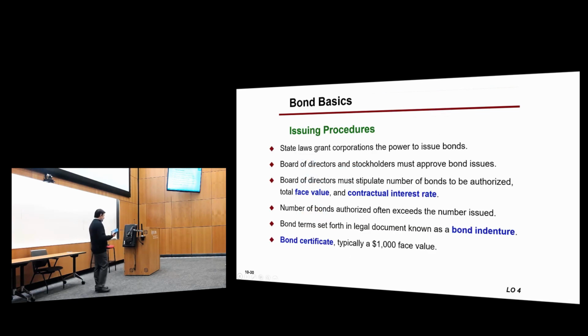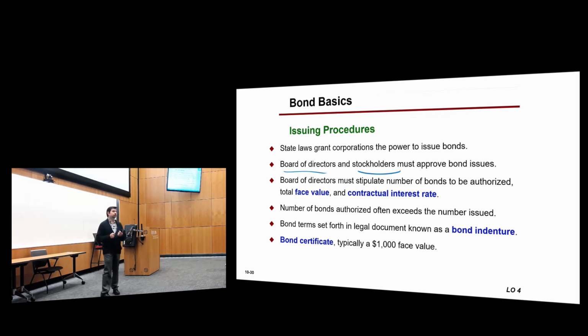How do companies issue bonds? Usually both the board of directors and the stockholders have to approve the issuance of the bond. This is one of the major decisions that the company is making. They are borrowing money, large amounts of money, so they have to get the approval of the board of directors and stockholders. There will be a vote on it.